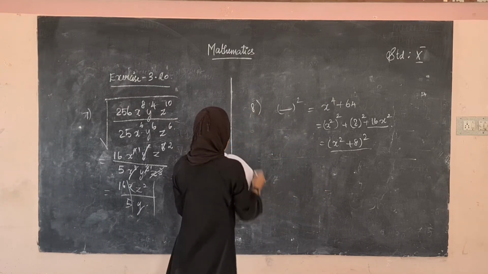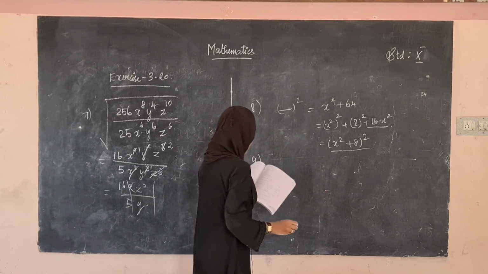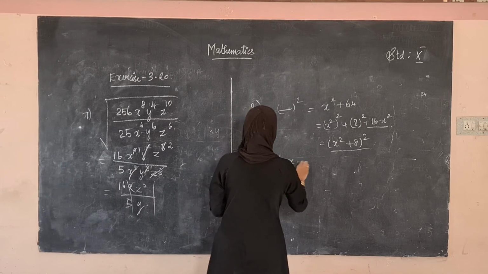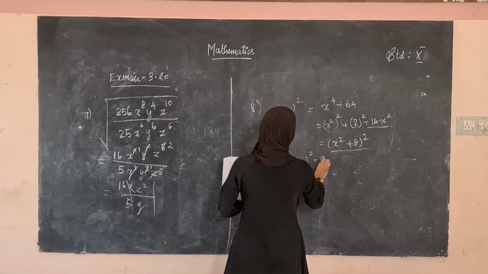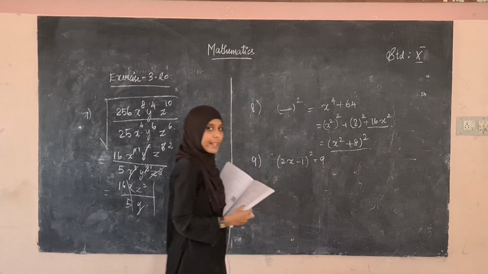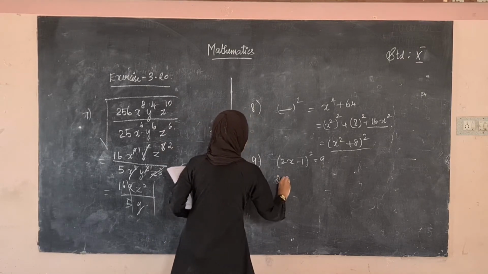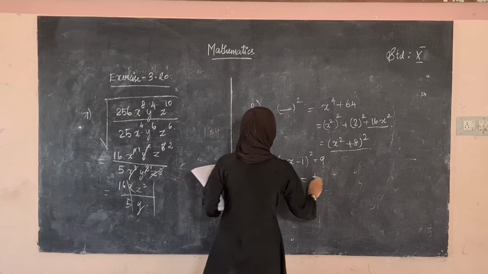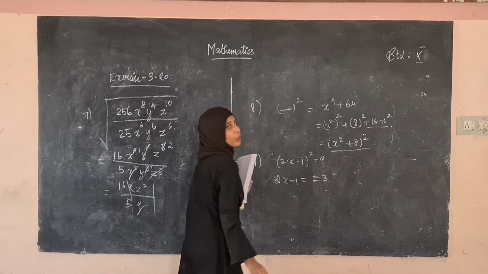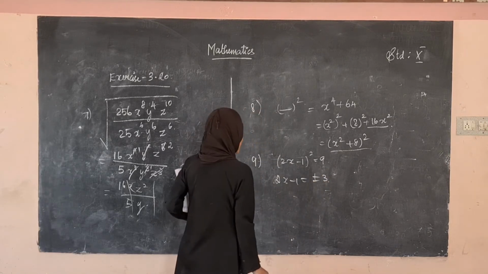Okay. Now the ninth sum. The solution of 2x minus 1 the whole square is equal to 9. We have to find the solution, that is, we have to find the values of x. Now taking square root on both sides, what happened? 2x minus 1 is equal to plus or minus 3. This is a perfect square, so it is plus or minus 3.